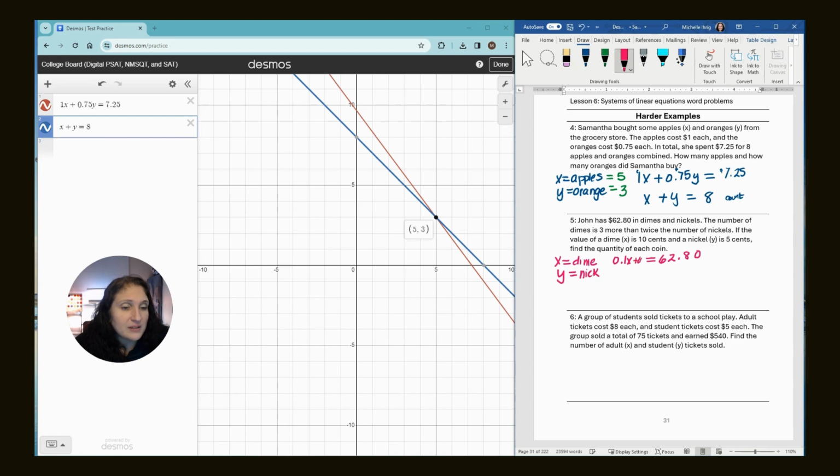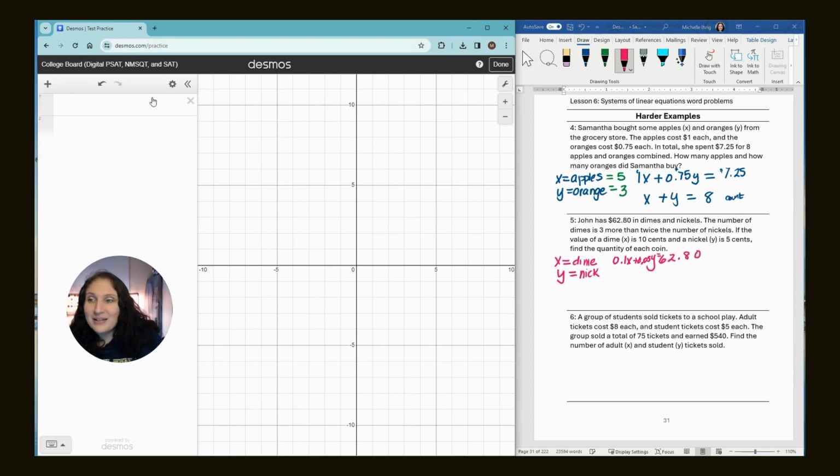is 5 cents. Wow, I need to give myself more space. 0.05y equals that. That's a little messed up, but let's just type it in so you can follow along. So remember, a dime is 10 cents, so I've got 0.10. You could also just put 0.1x. And then I've got my nickels, which is 5 cents, and that stands for y. And altogether, that equals $62.80.